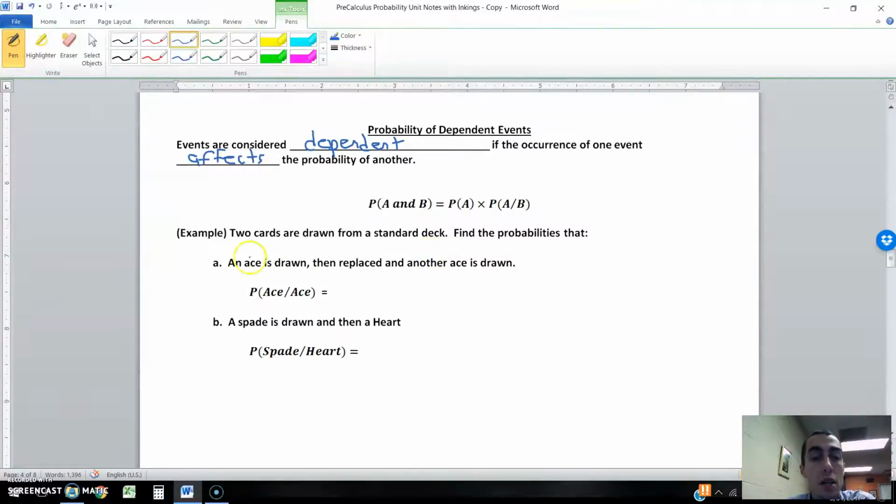Excuse me. So in this next example, we have 2 cards drawn from a standard deck. First, you want to find the probability that an ace is drawn, then replaced in the deck, and another ace is drawn. So the probability of event A, drawing an ace: there are 4 aces out of 52 cards.